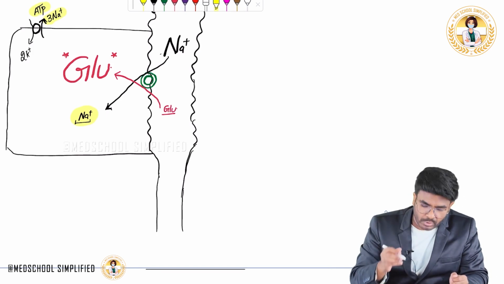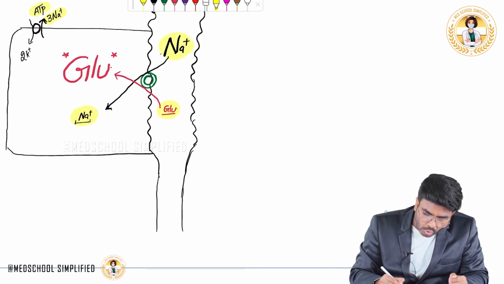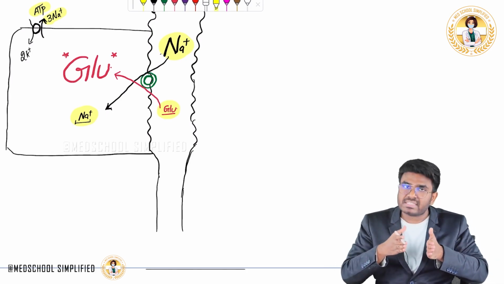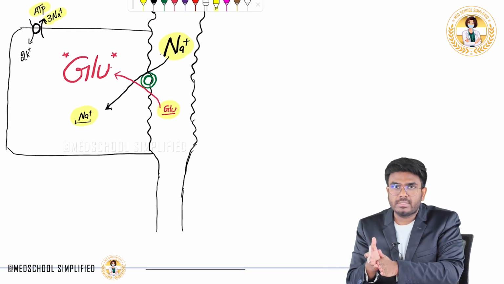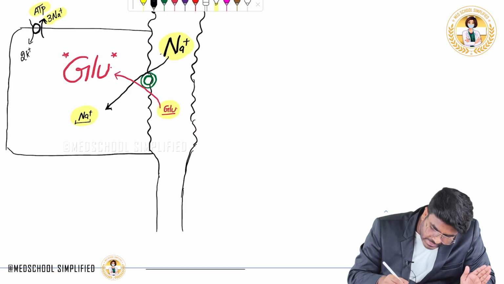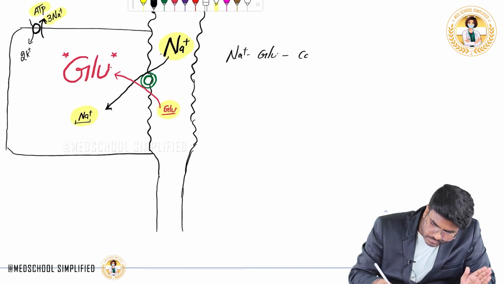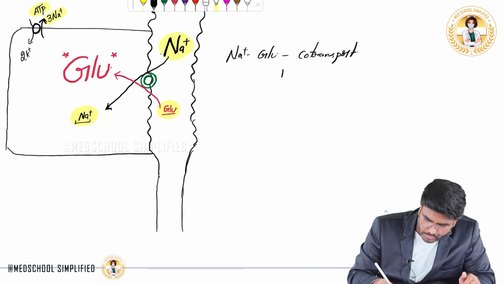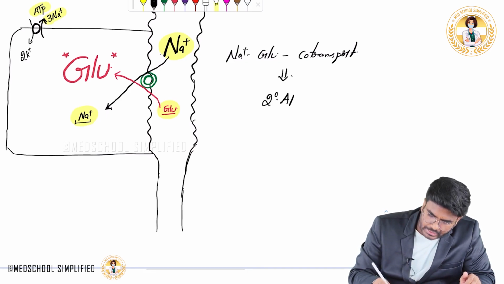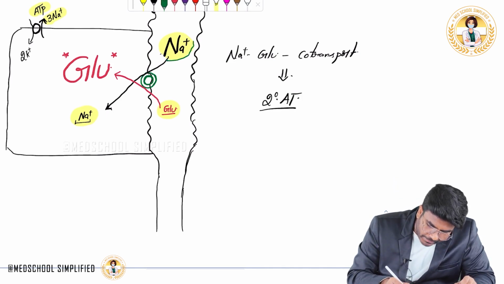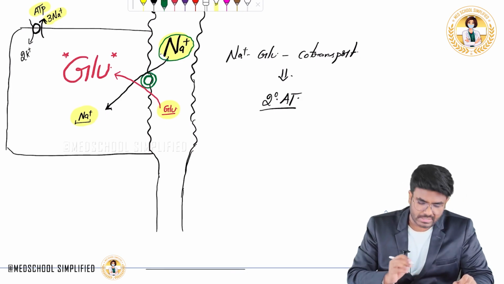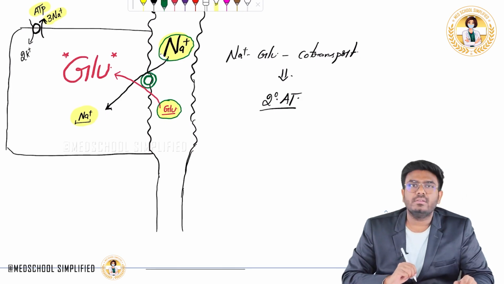So, this type of transport is called sodium glucose co-transport. They are moving in one single direction and they are going together. Sodium glucose co-transport is an example of secondary active transport. Why are we calling it secondary active transport? Number 1, sodium. Is it going into the cell or not? Yes, sir, it is going into the cell. Glucose. Is it going into the cell? Yes, sir, it is going into the cell.